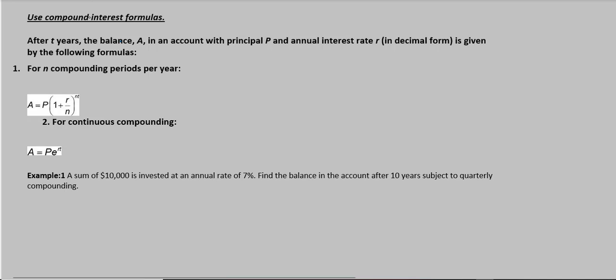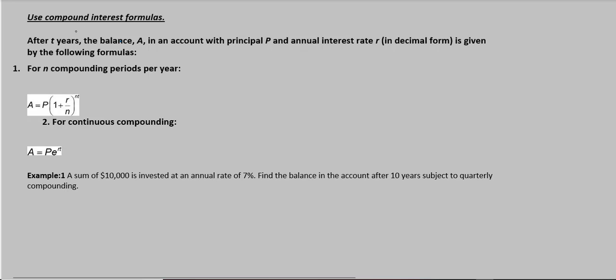In today's video, we are going to discuss the use of compound interest formulas. Typically, we use compound interest formulas when we deal with bank accounts, how much money or how much interest is earned in your bank account or certain money accounts over a period of time.